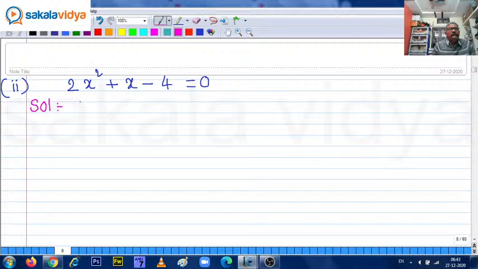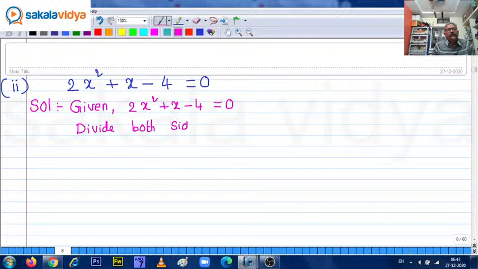So given, all of you follow the step. 2x square plus x minus 4 equals to 0. Follow the first step. What is the first step? Divide both sides by coefficient of x square. What is the coefficient of x square? 2. This is the first step. So what do you get now here?